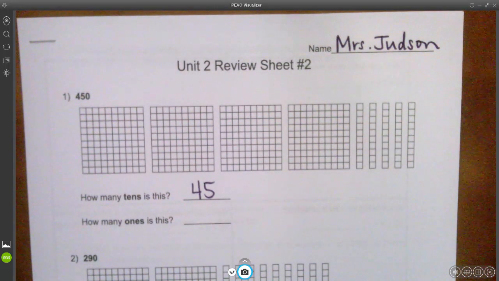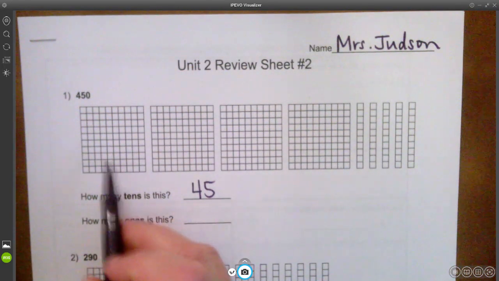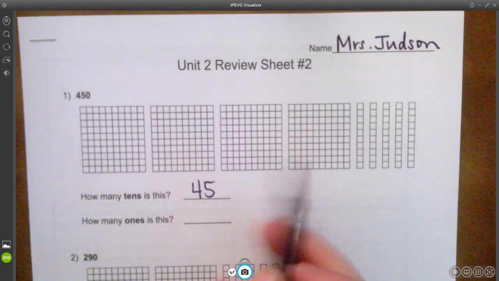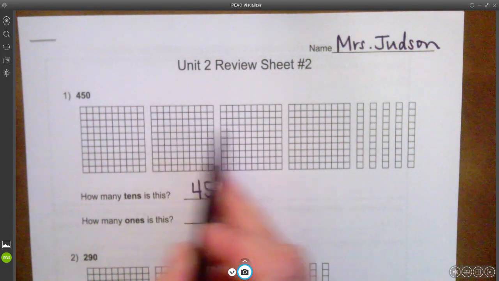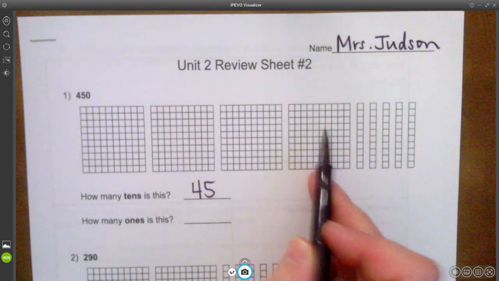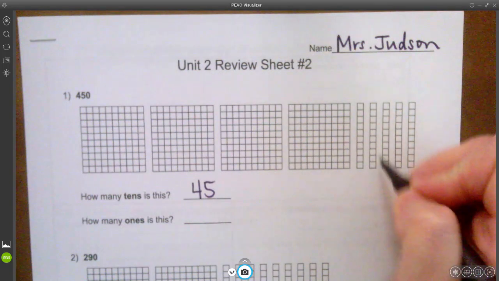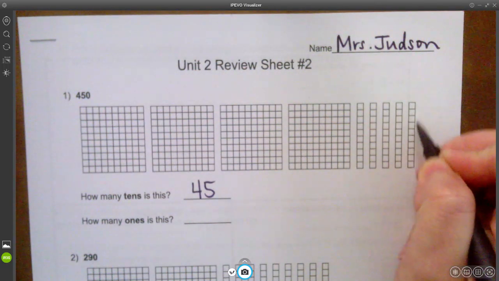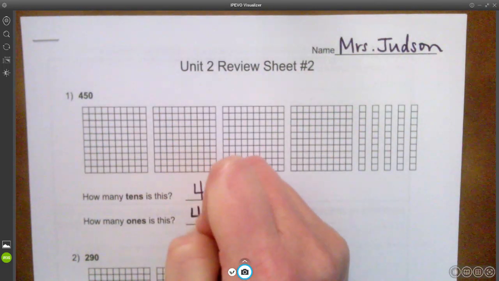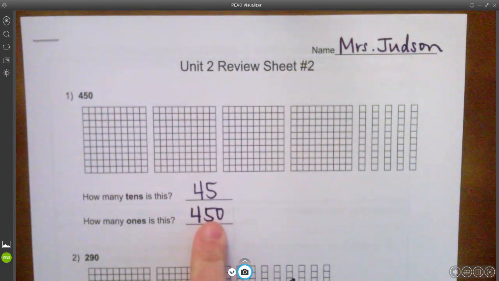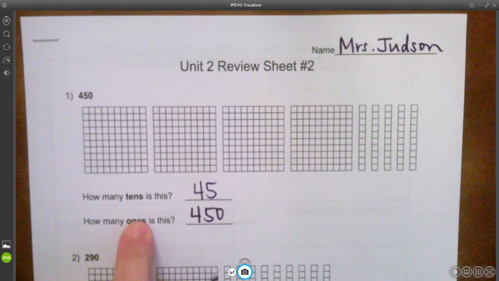How many ones is this? The answer is already written on the paper. If you were to count every single individual unit square, 100, 200, 300, 400, 410, 420, 430, 440, 450. There are 450 of them, and 450 times 1 is 450. All right, let's look at the next one.